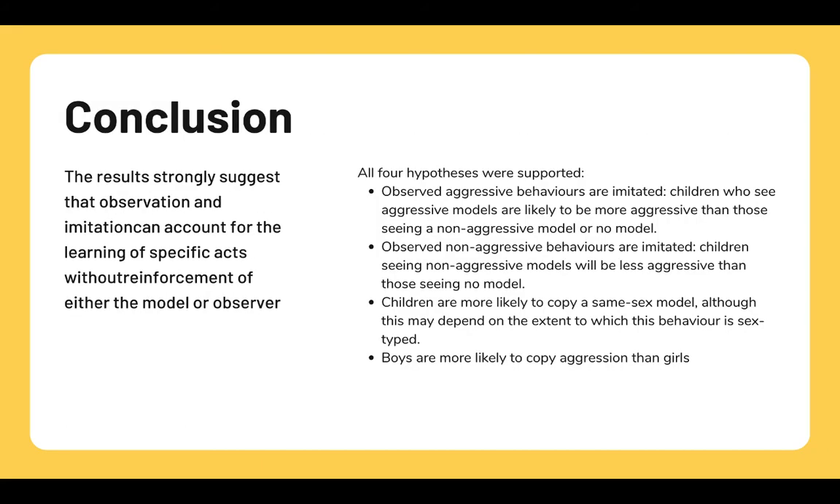Children are more likely to copy a same-sex model, although this may depend on the extent to which this behavior is sex-typed. So if it was boys, they are more likely to imitate physical aggression, but girls are more likely to imitate verbal aggression of those female models. Okay, and as we can see here, boys are more likely to copy aggression than girls because it is seen to be appropriate for them. So it's a sex appropriate behavior for the boys.